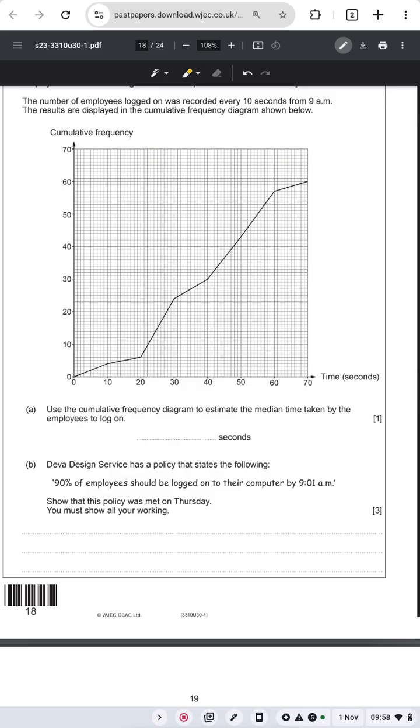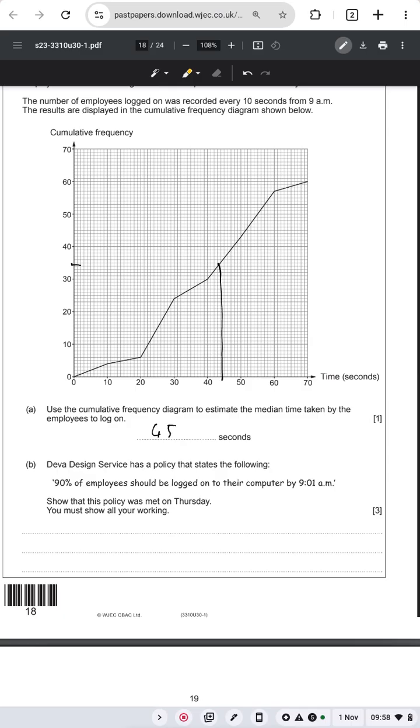So this is the time it takes for the middle person, which in the case of 70 people is 35, which is here, to log on, which is there. So that's coming down at 45 seconds.